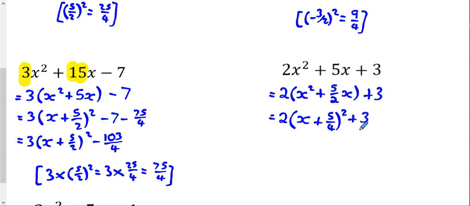Plus 3 is going to stay the same, and then we'll just see what comes out of this bracket to get rid of. So we're going to get double 5 over 4 squared. So 2 lots of 25 over 16. If we double this, the denominator gets halved. So it's 25 over 8.